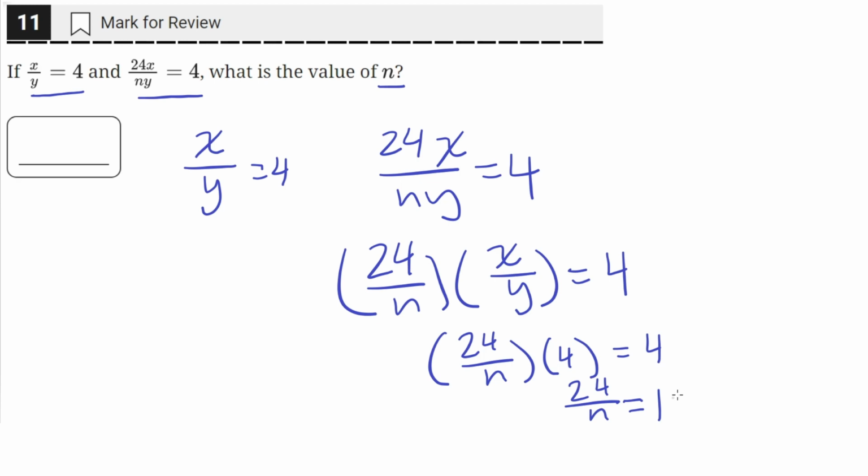Okay, and then if we multiply both sides by n to get n alone, we'll get that 24 equals n. So we multiply both sides by n, so 24 divided by n times n is just equal to 24, and 1 times n is just equal to n. So now we get that the value of n is equal to 24, which is the answer.